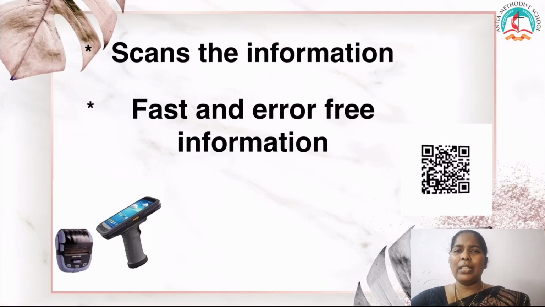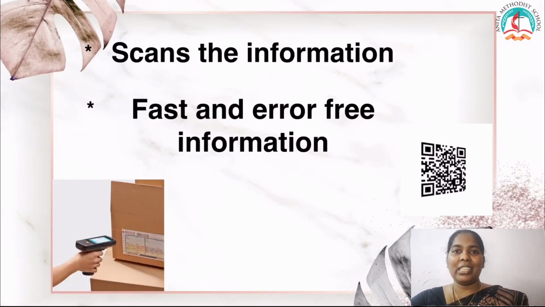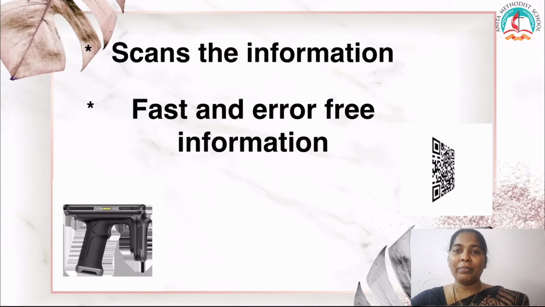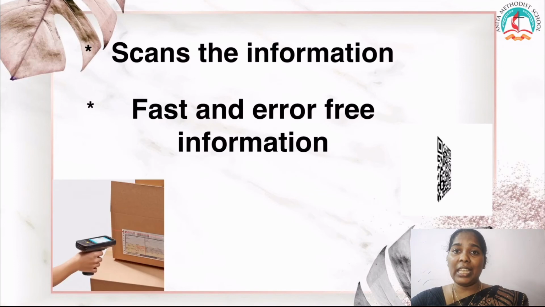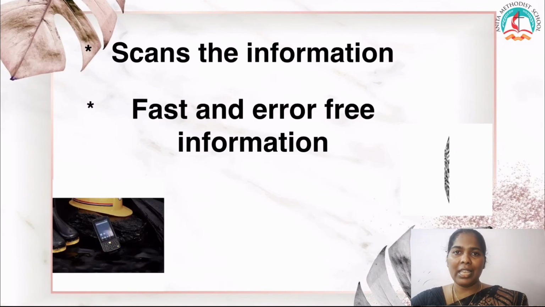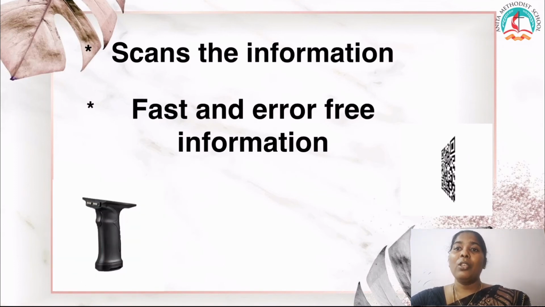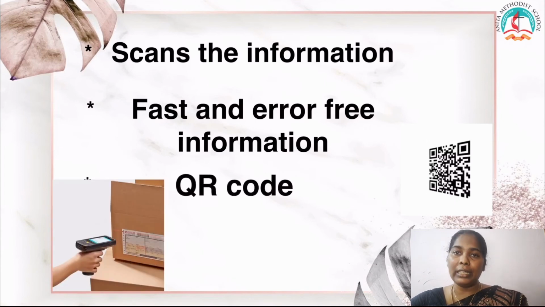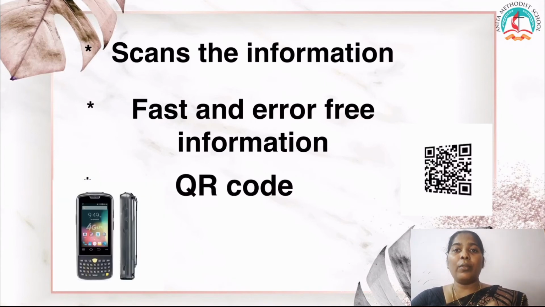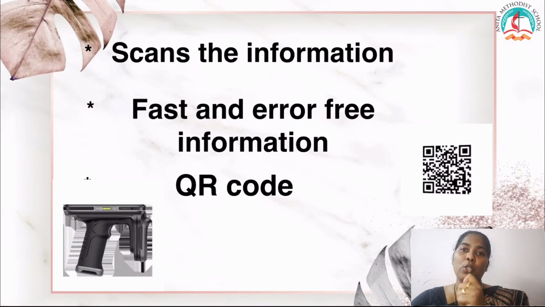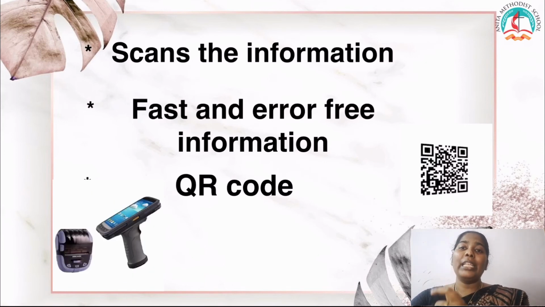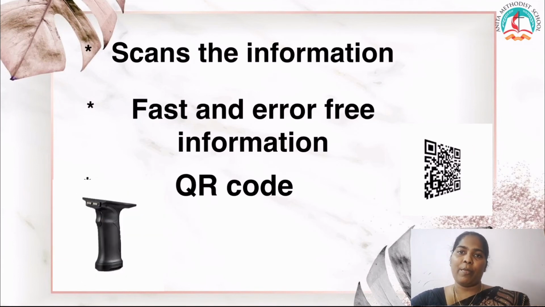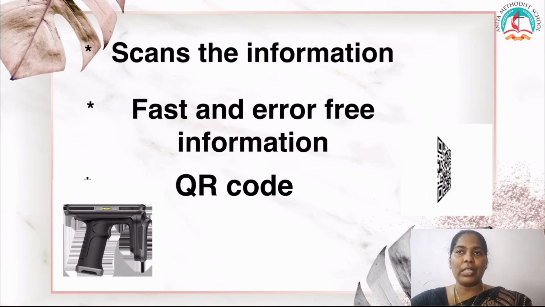Where do you see the barcode, children? Yes, if you go to a supermarket, nowadays they are using it for billing, and also we can see it in many places. So here they are using a QR code. When we show our barcode reader, it detects the code and it helps us to get the information. This is one of the input devices.